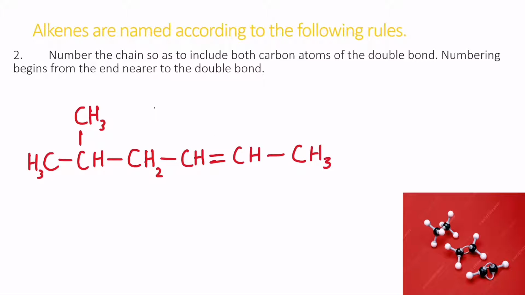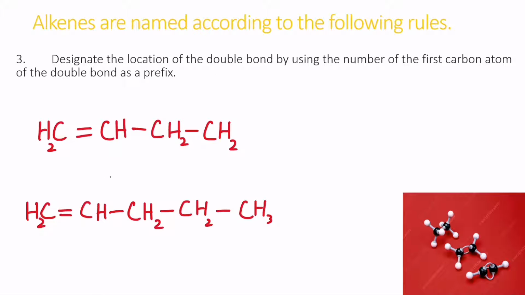The next rule is to number the chain so as to include both carbon atoms of the double bond. Numbering begins from the end nearer to the double bond. So as you have seen, the numbering should be done from the end that is nearer to the double bond. So I will start numbering from my right hand side: 1, 2, 3, 4, 5 and 6. Always number from the end which is closer to the double bond.